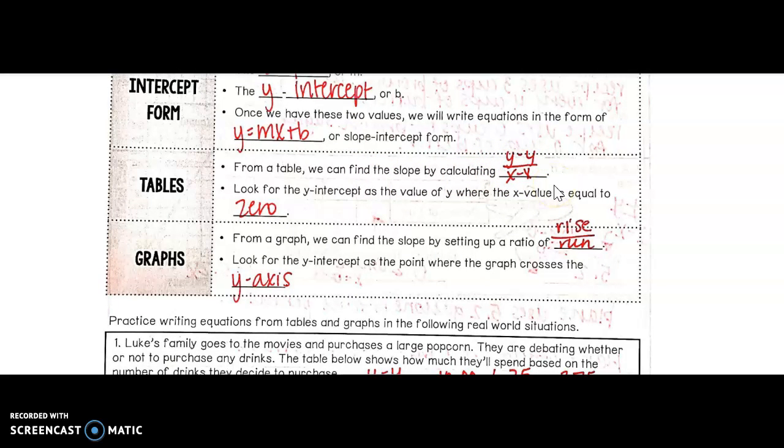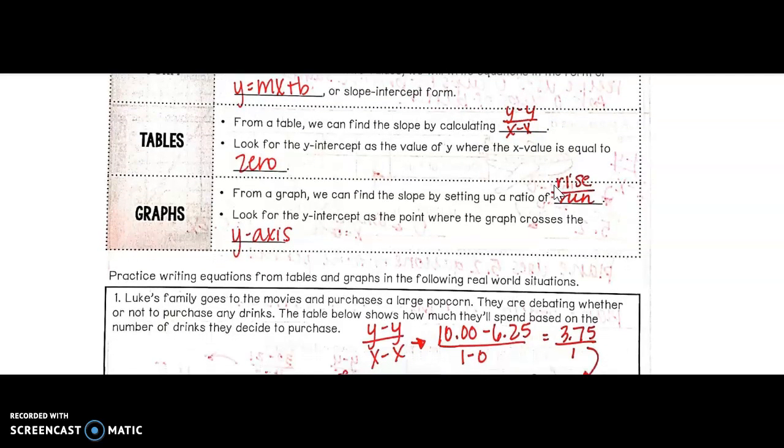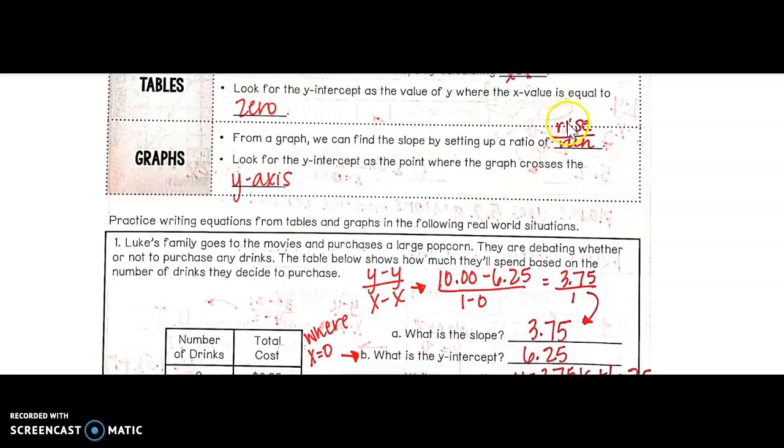Look for the y-intercept as the value of y when the x value is equal to 0. From a graph, we can find the slope by setting up a ratio of rise, that's change in y, over run, which is change in x, and look for the y-intercept as the point where the graph crosses the y-axis.